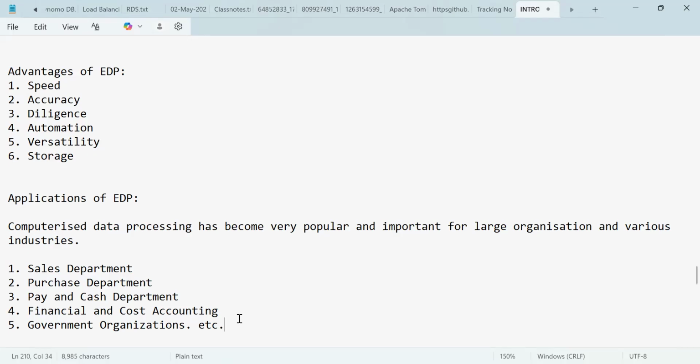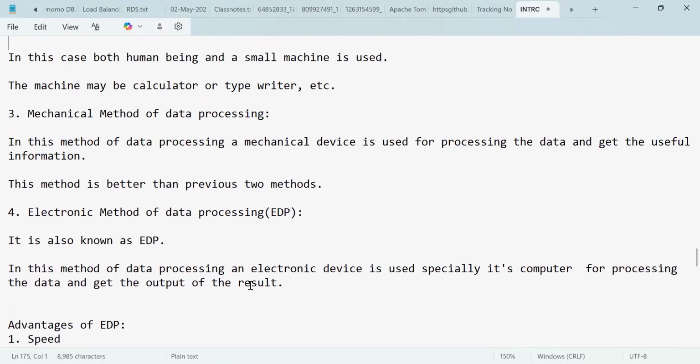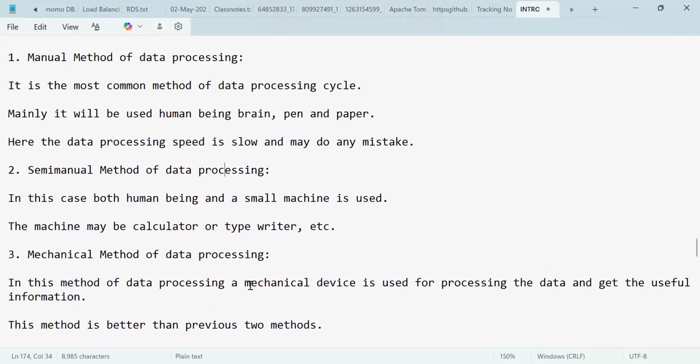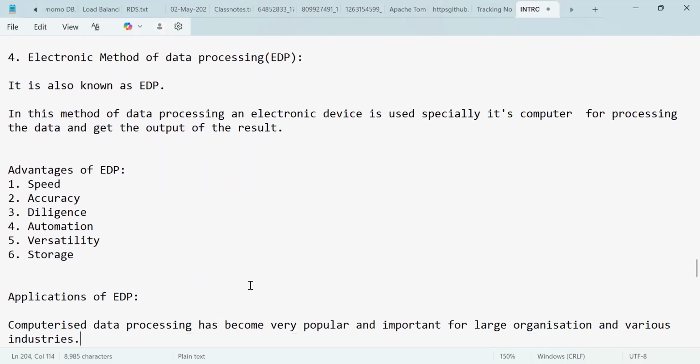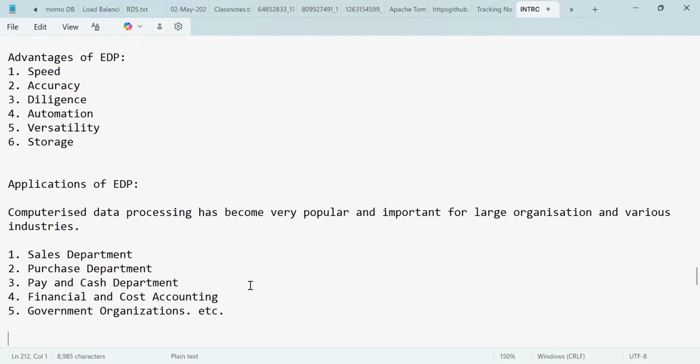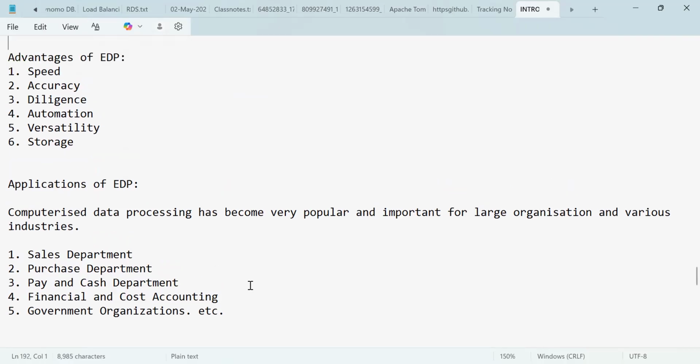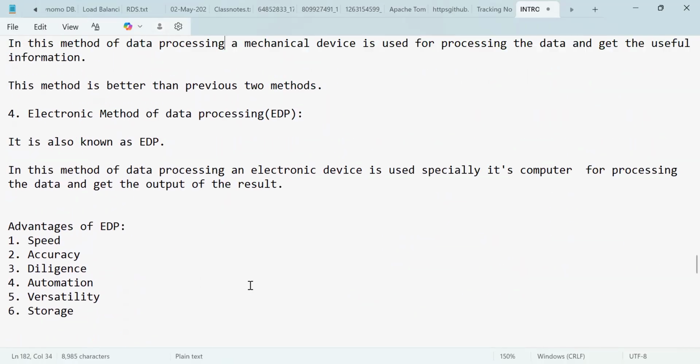And that completes today's topic in the data processing cycle. What is the data processing cycle, what steps are used in it, and what methods are used in it? So four methods: manual, semi-manual, mechanical, and electronic method will be used in the data processing cycle. This is our last topic.